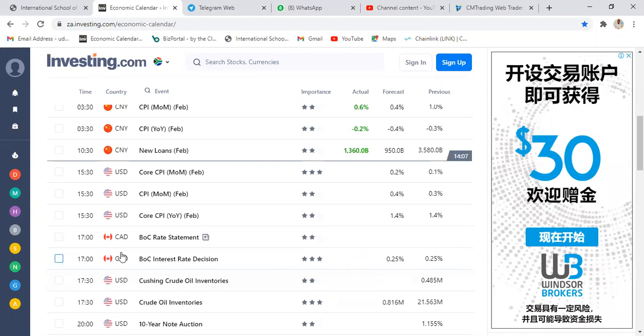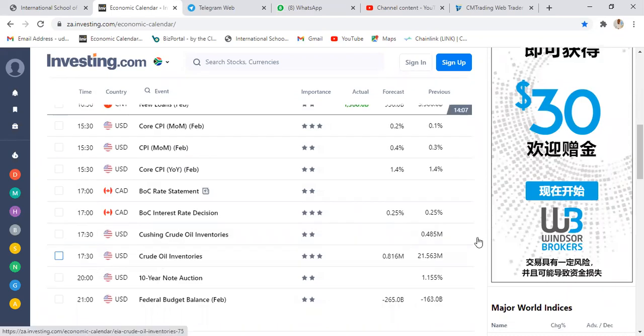Okay, awesome stuff. And then we do have some crude oil inventories, and there is federal budget balance that is expected to be released today at 9 o'clock. That is going to affect the United States dollar. The federal budget is going to give us exactly what to expect in the near future in terms of the interest rates decision in the United States.